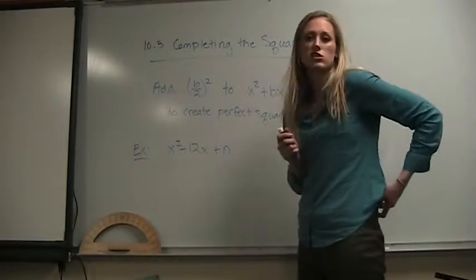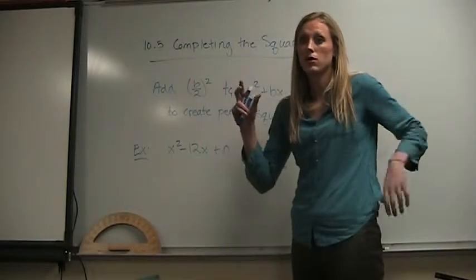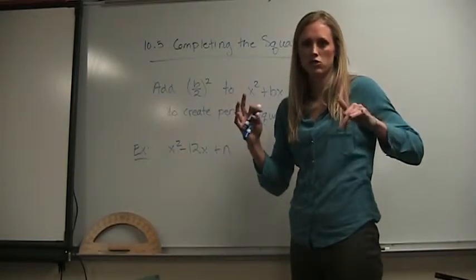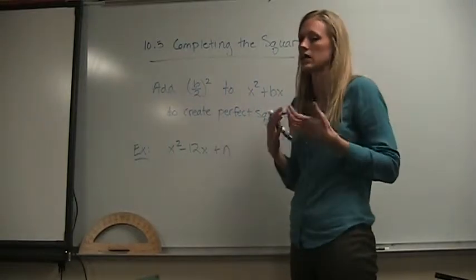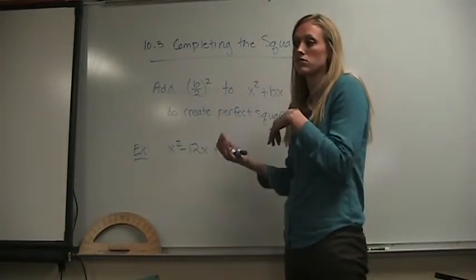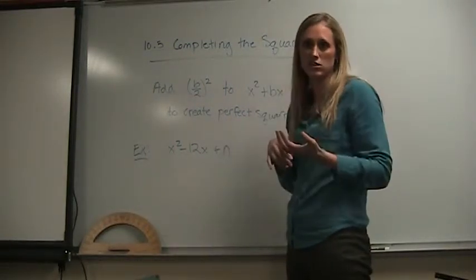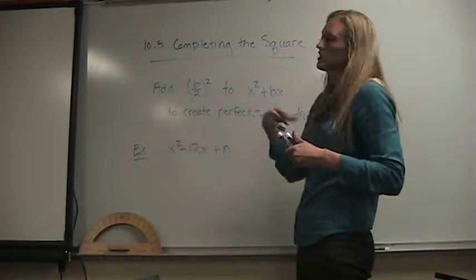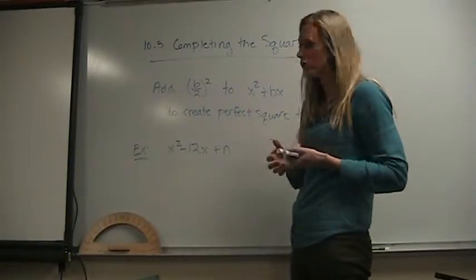What completing the square deals with is when we come across a binomial or a trinomial that we can't really factor. We can't come up with factors of c that add together to be b. So this is the trick we can use to make it factorable.